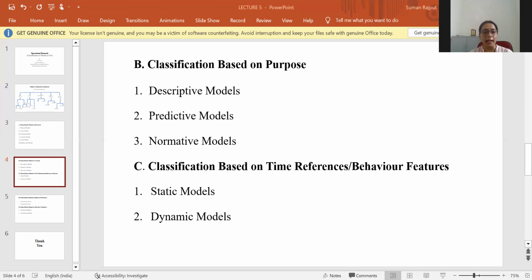Next, we have a dynamic model. Based on time and behavior, these models consider time as one of the important variables and take into account the effect of changes generated by time. So this involves not only one, but a series of interdependent decisions. An example is dynamic programming, in which all possible results are analyzed and the best solution is selected.